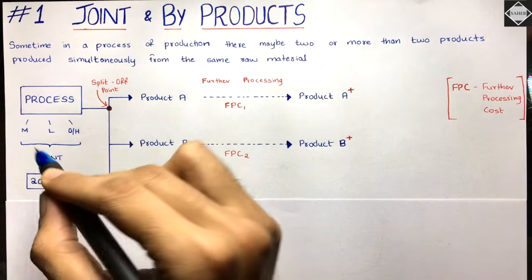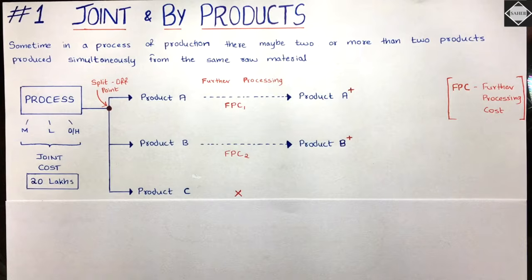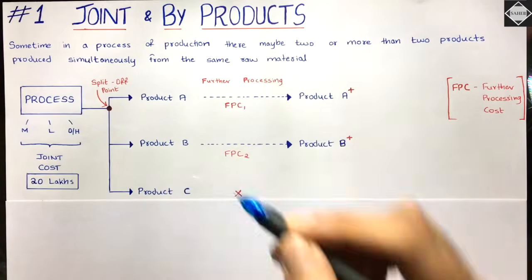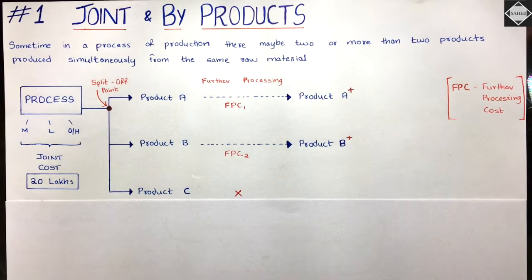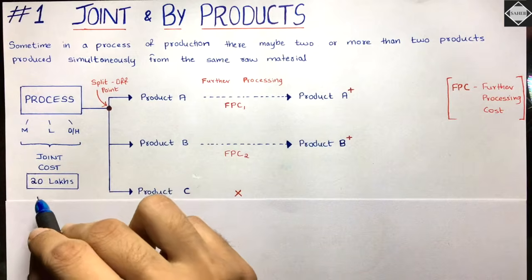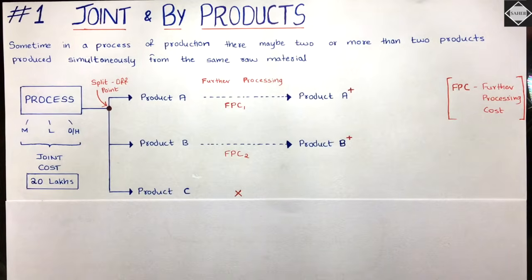And apportion, distribute this 20 lakhs or 20 million or whatever it is, joint cost into their products, into the joint products. What you have to do, you have to distribute, apportion this joint cost of 20 lakhs or whatever the number is into the joint products. That's the main objective of this chapter. Because that's the main problem now.